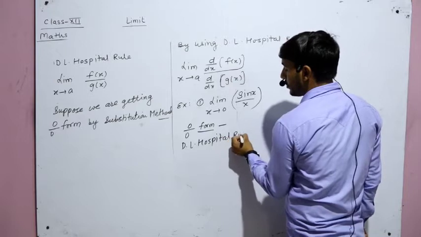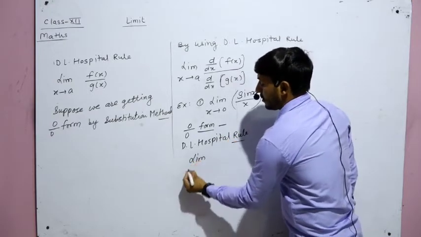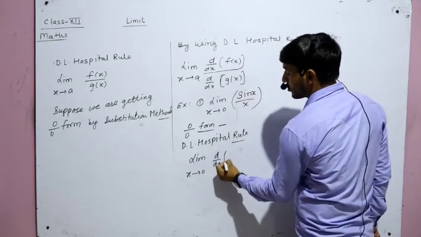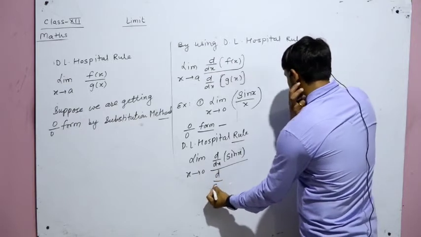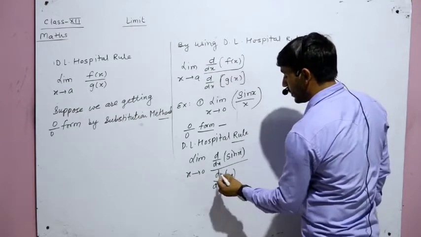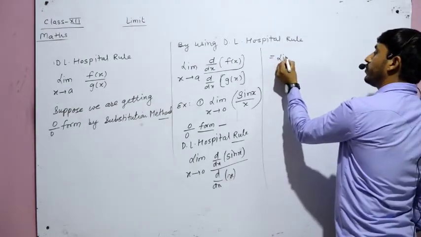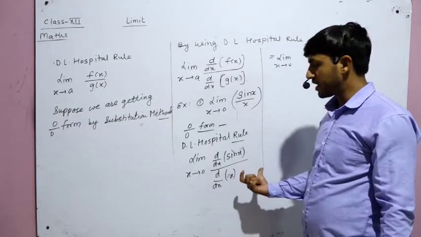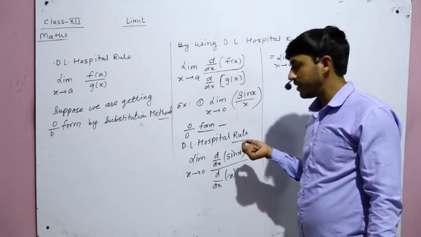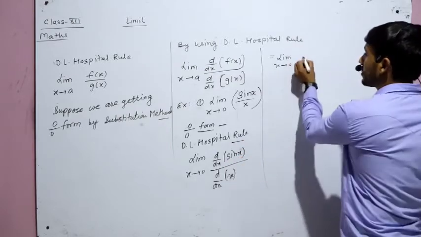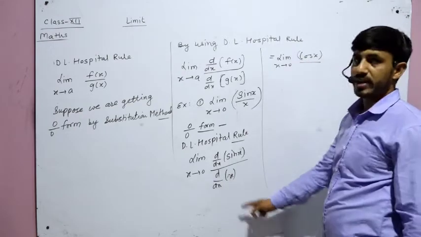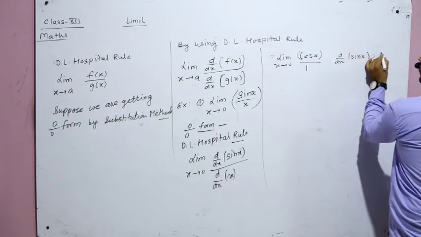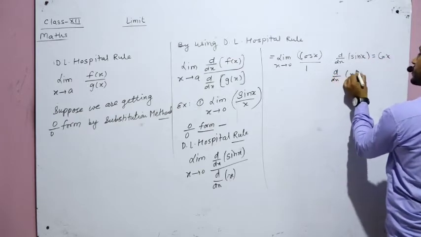And what is L'Hospital rule? See here, we have to differentiate. First we differentiate the numerator part, so we write d by dx of sin x divided by d by dx of x. Then we apply the differentiation of the functions. As I told you earlier, you have to remember some basic fundamental differentiation. The differentiation of sin x is cos x, divided by the differentiation of x, which is equal to 1. So d by dx of sin x is cos x, and d by dx of x is 1.